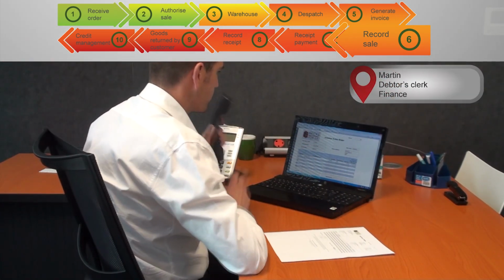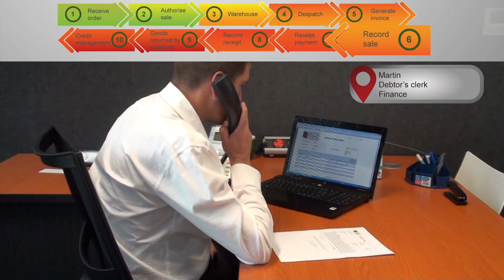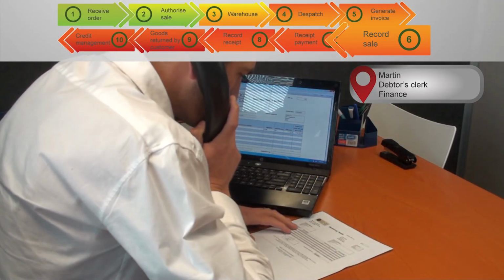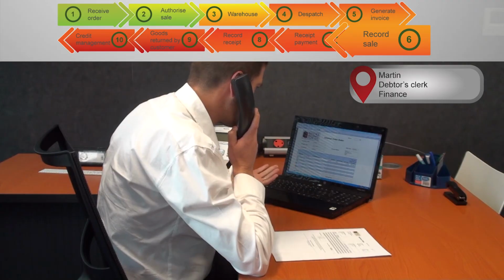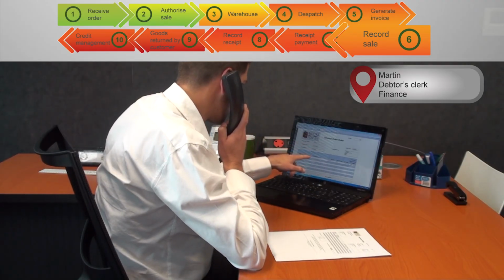Martin, the debtor's clerk, follows up on any ISOs on his file which have not been matched to delivery notes and for which invoices have not been created.